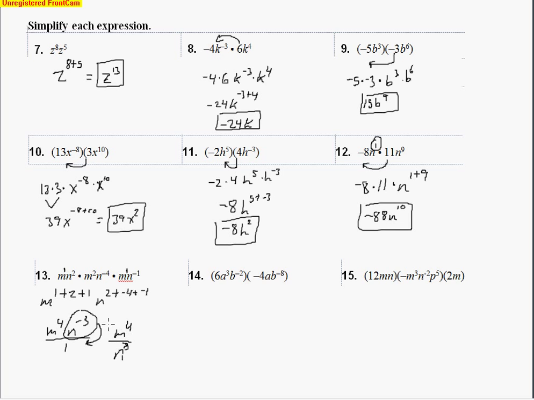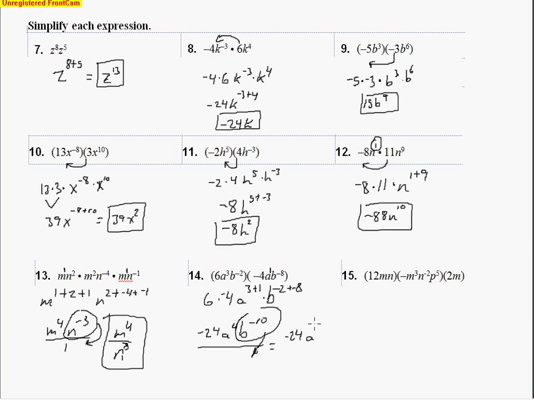So let's take a look at the next one. Here we have some coefficients. So 6 times -4, and then count up the a's. a to the 3rd and a to the 1st. So 3 plus 1, again that's to the 1st. And then we got some b's, b to the -2nd and -8. So we go ahead and multiply those coefficients. -24, a to the 4th, b to the -10th power. So again, just negative exponents go to the other part of the fraction. And so our answer is going to end up being -24, a to the 4th, all over b to the 10th power.